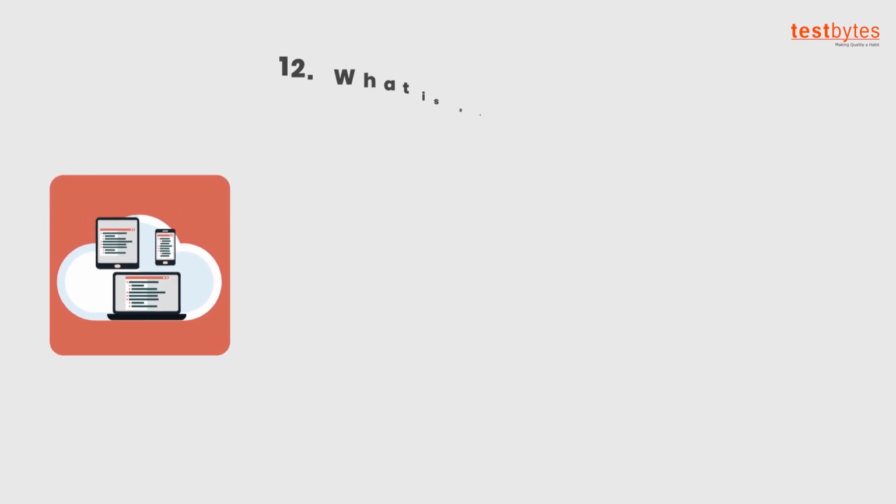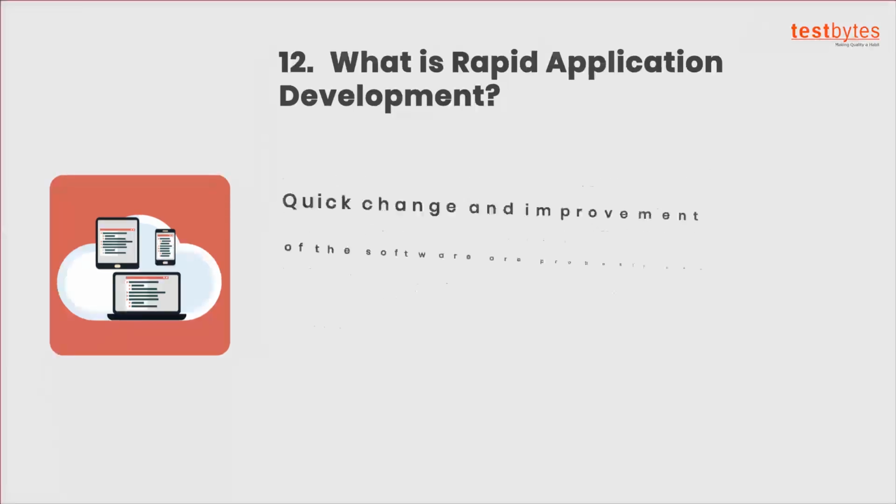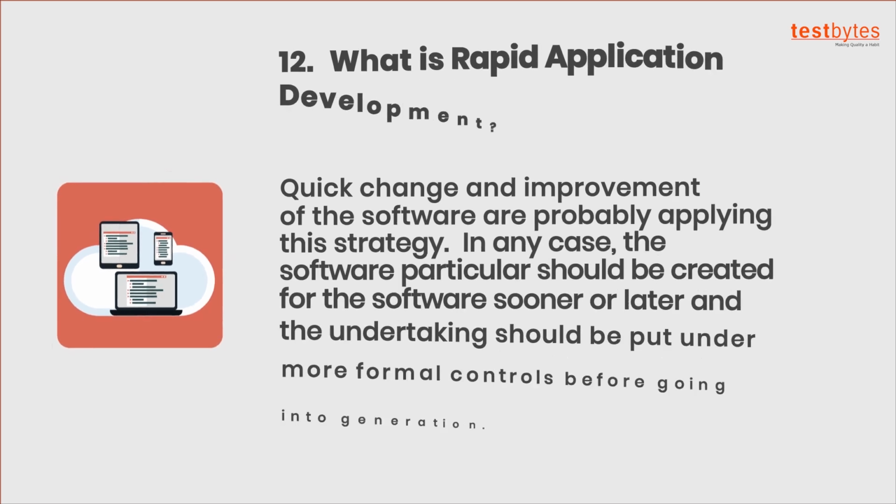Number 12. What is rapid application development? Rapid application development is formally a parallel development of functions and consequent integration. This can rapidly give the client an image to view and utilize, and to give input with respect to the delivery and their prerequisites. Quick change and improvement of the software are probably applied in this strategy. In any case, the software specification should be created for the software sooner or later, and the undertaking should be put under more formal controls before going into production.